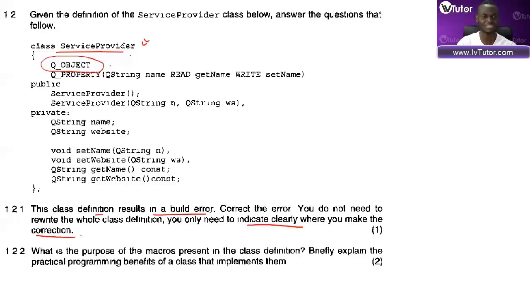So if you're looking at a class that has a key object macro in there, obviously you know this is reflection, because that is the only time you make a class and give it the key object macro. Not only that, can you see that there's a property in here? That makes it really obvious that this question is about reflection.